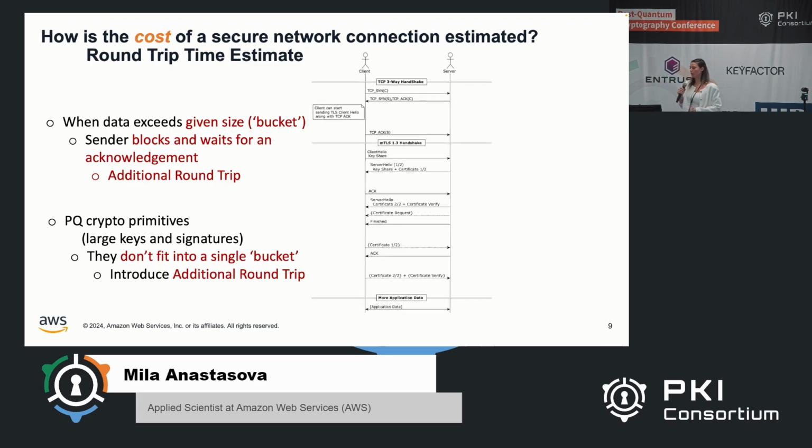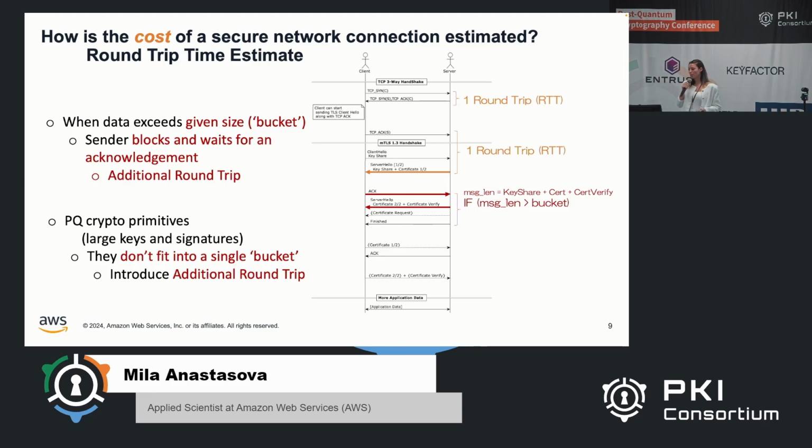Again, focusing on our graphical representation, we can see the estimation of a post-quantum secure network connection as, again, one round trip for the execution of the three-way TCP handshake. For the execution of the mTLS handshake, again, one round trip is going to be needed for the client hello and server hello messages. The fact that the server hello, again consisting of key share, certificate, and certificate verify, is going to exceed the size of our bucket is going to require an additional round trip to be added.